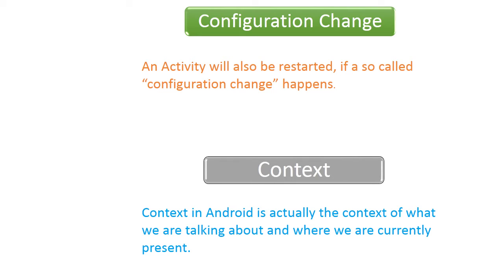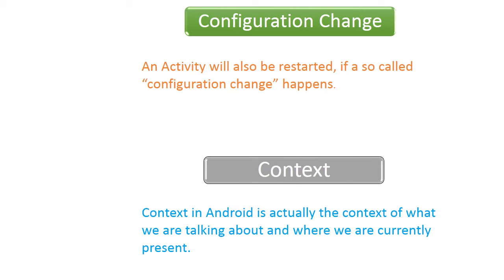Then the next one is the context. The context in Android is actually the context of what we are talking about and where we are currently present. A few important points related to the context. It is the context of the current state of the application. It can be used to get information regarding the activity and application. It can be used to get access to resources, databases, shared preferences, and so on. Both the activity and application classes extend the context class.